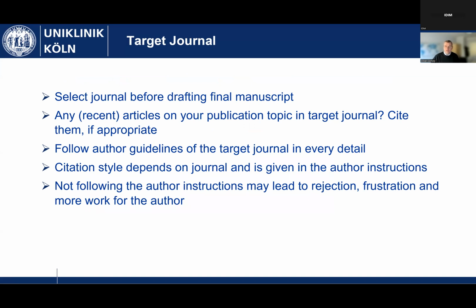When it comes to the selection of the target journal, while you write the paper, you will already have some ideas which journal could be interested and could be the right bridge to the readership you strive for. So select the journal before drafting the final manuscript, of course, and then check whether there were any articles, more so recent articles, on your publication topic in that target journal you're aiming for. If there were some, then it's usually reasonable to cite them if appropriate. They need to fit the flow and support the argument that you're making in your text. And follow the author guidelines of the target journal in every detail.